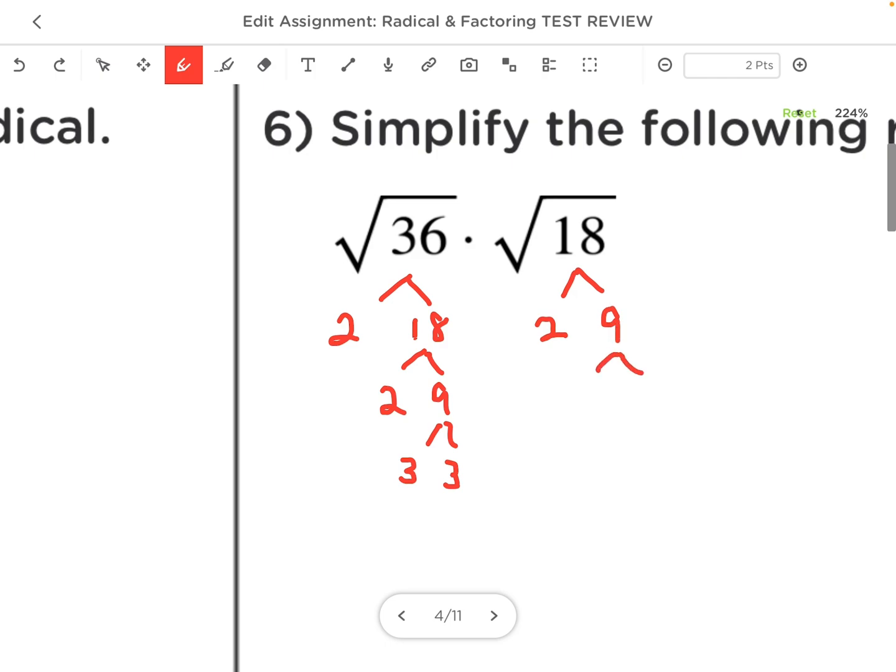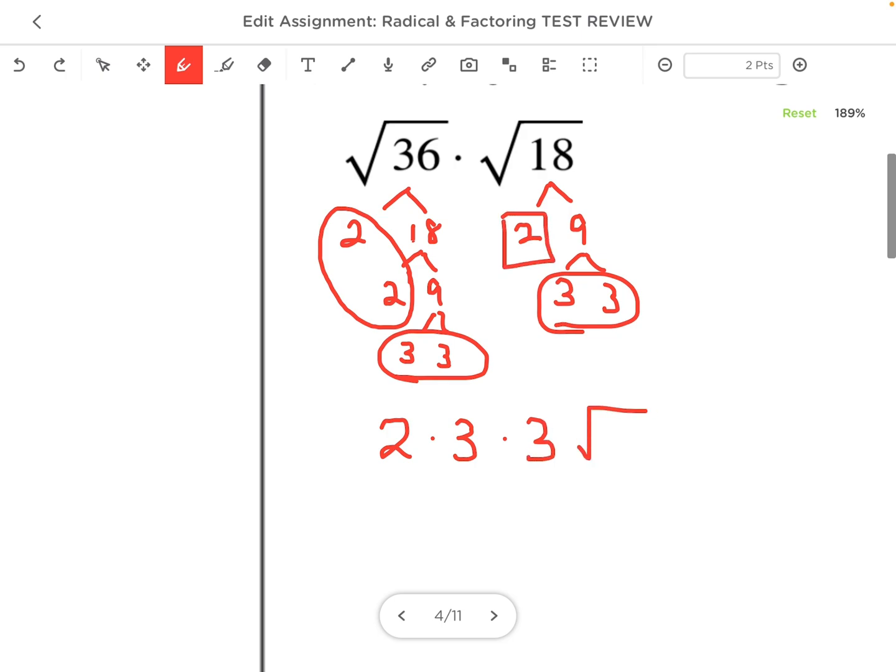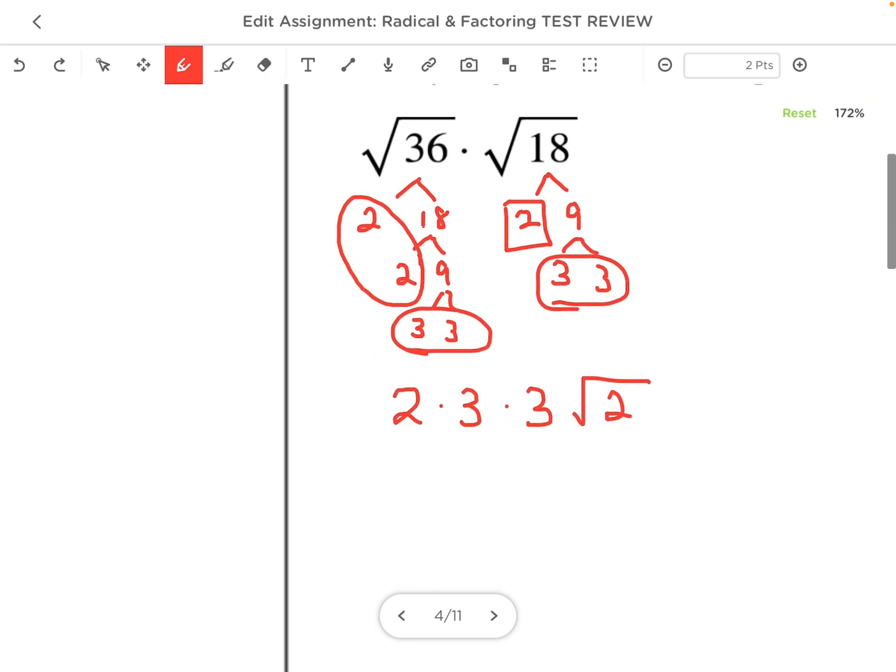So I can split 18 into 2 and 9, and 9 into 3 and 3, and now I am looking for pairs. I have a 2 on the outside. I have a 3 on the outside. I have another 3 on the outside. And that guy is left over. And so 2 times 3 is 6, and 6 times 3 is 18. And so I get 18 square root of 2.